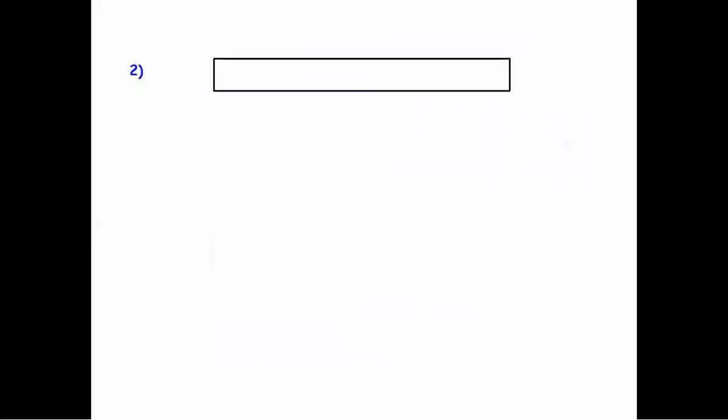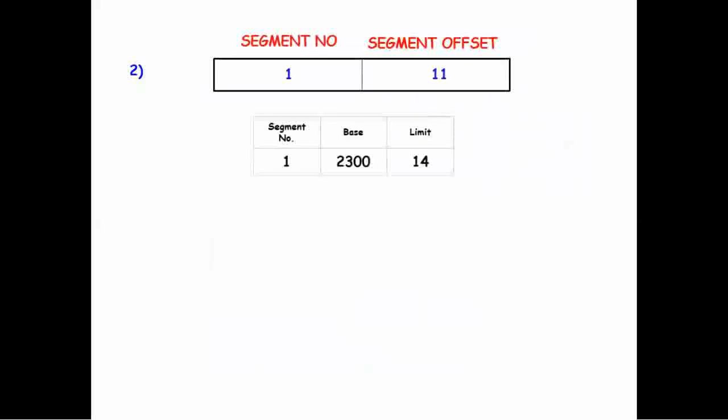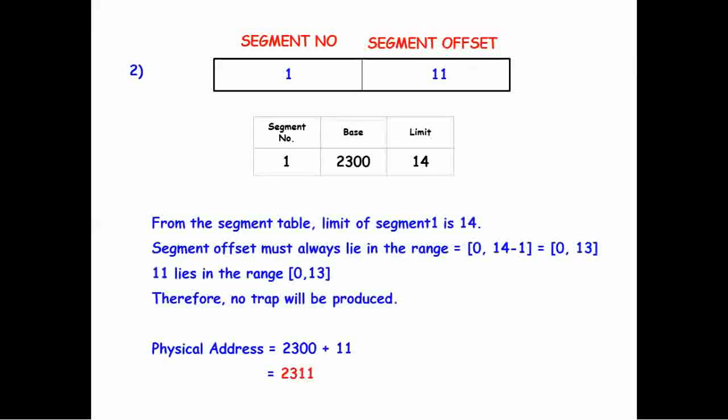Let us see the next problem. Here, for problem 2, the segment number is taken as 1 and the segment offset is taken as 11. So this is the segment table entry for the given virtual address. From the segment table, the limit of segment 1 is 14. We have to check for the condition. The segment offset must lie in the range 0 to limit minus 1. So, limit is already given in the table as 14. 14 minus 1 is 13.